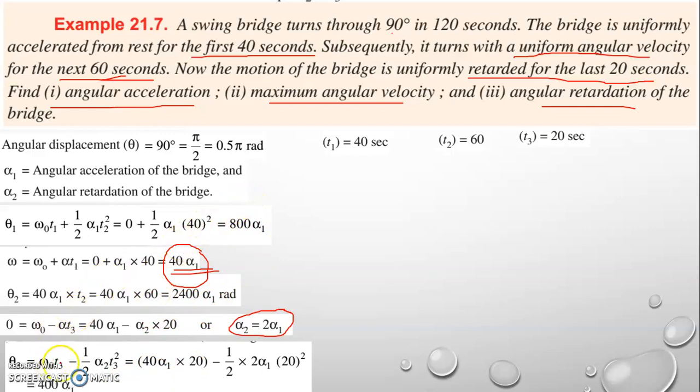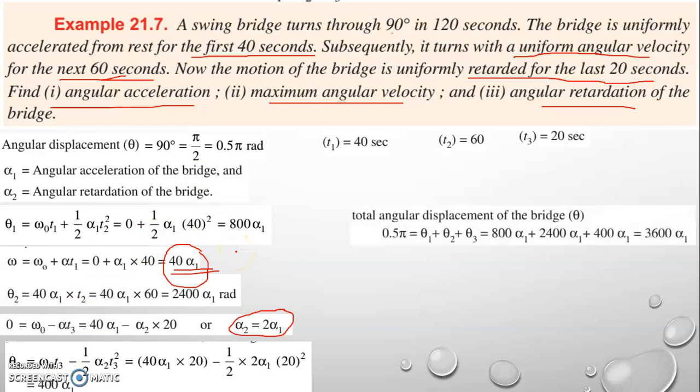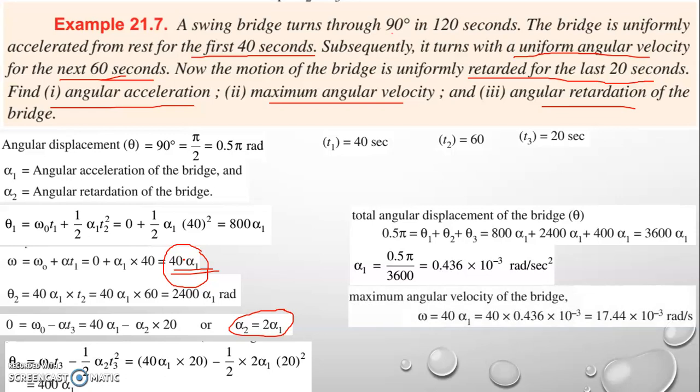This is the total distance traveled by the bridge, which is equal to 0.5 pi. So we can calculate the value of alpha 1 as 0.0436 into 10 raised to minus 3 radians per second square. And the first angular acceleration we have calculated. Next we have to calculate the maximum velocity. The maximum velocity is 40 alpha 1, that is 40 into alpha 1, equal to 17.44 into 10 raised to minus 3 radians per second. And third, we have to calculate the value of alpha 2.